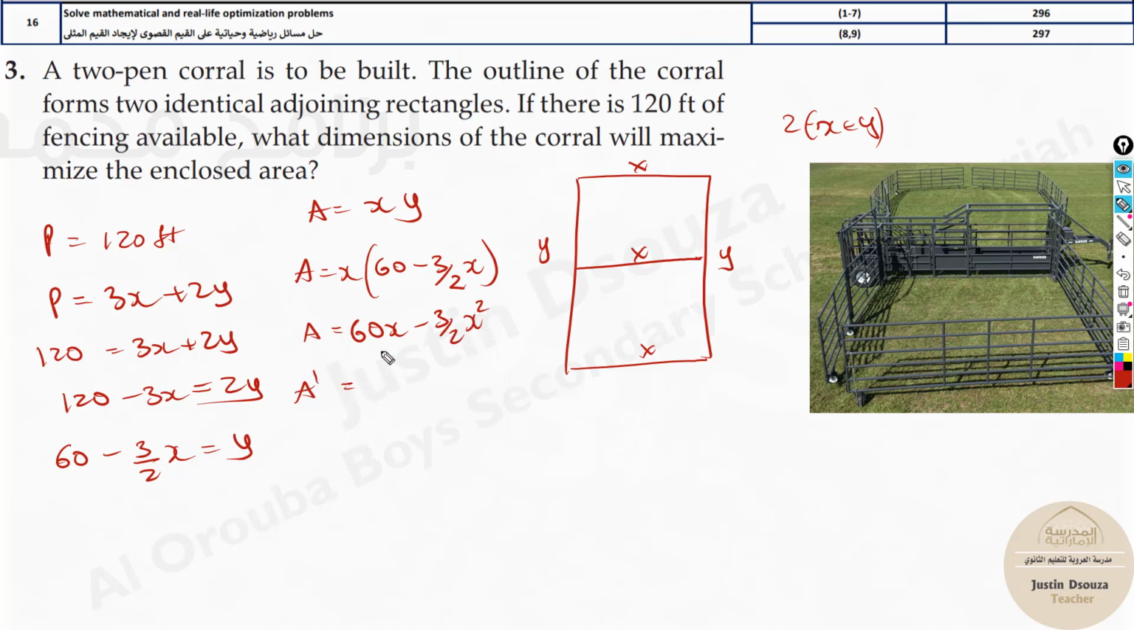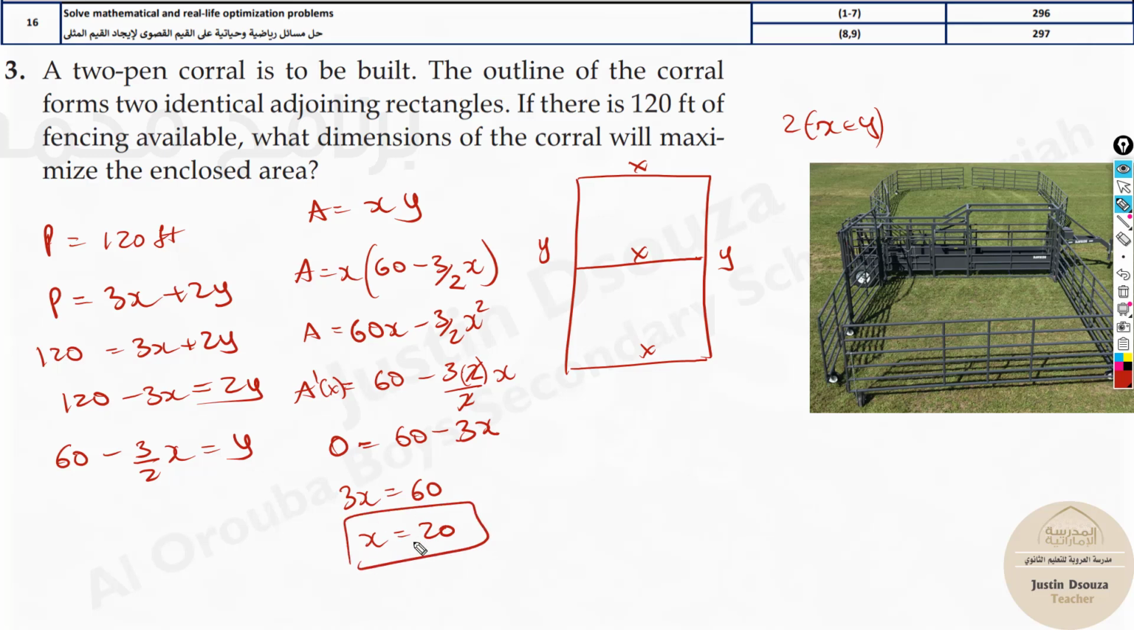And over here, when you derive this with respect to x, obviously, it'll be 60 minus, this 2 comes down, this cancels, it'll be 3 times 2 by 2, right? This reduces, so this cancels. So you will have 60 minus 3x. This is the derived equation. Now, to find the critical number, you need to equate this to 0 and solve it. Take this 3x to the other side. It will be 3x equals 60. x will be equal to 60 by 3, which is 20.